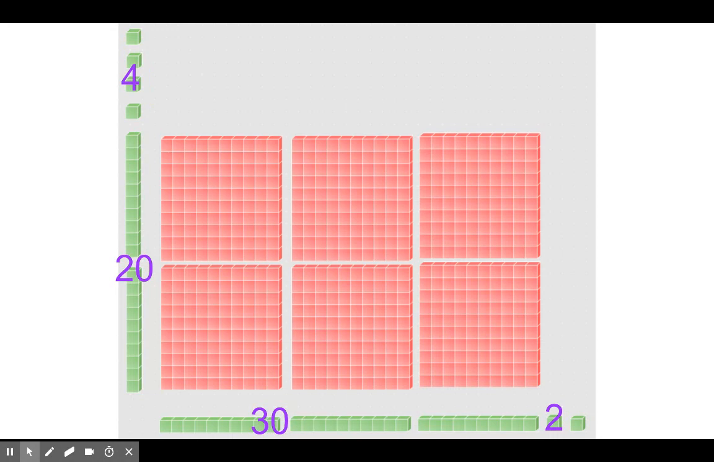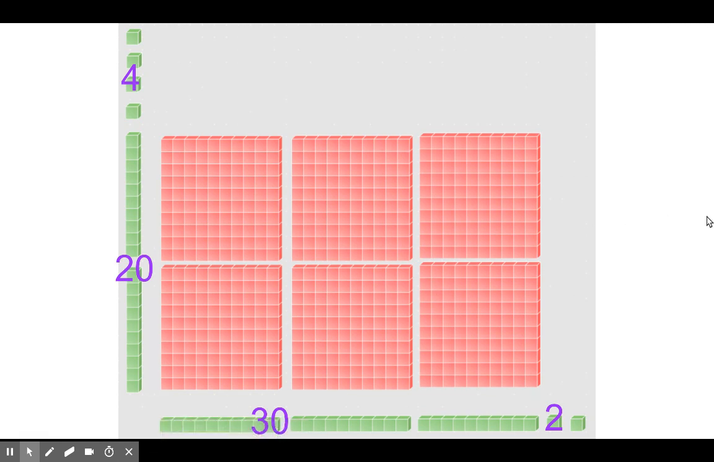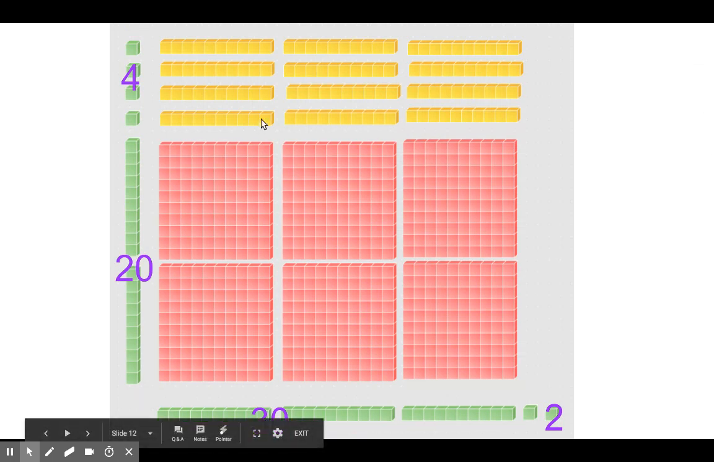First of all, if I've got a bunch of blocks that are 2 10s high and 3 10s long, well, a 10 by a 10 gives me 100. This 10 by this 10 gives me another 100. This 10 by this 10 gives me another 100, so on and so forth, so that I end up with 600 blocks. All right, let's do the 4s and the 30s.